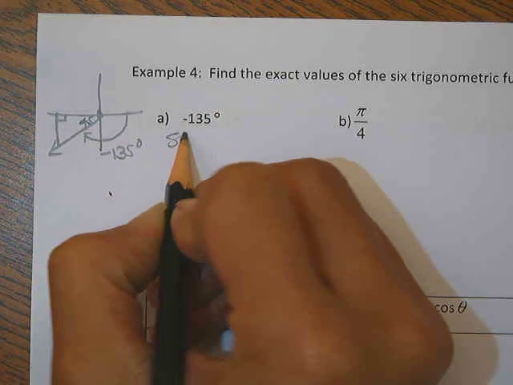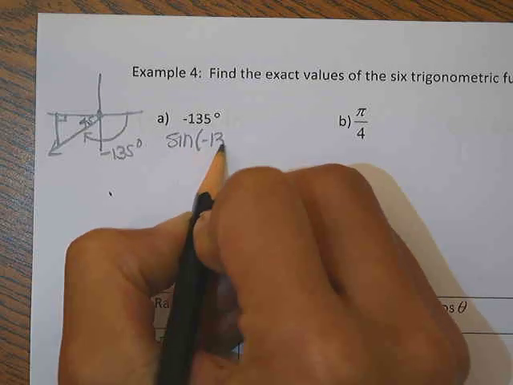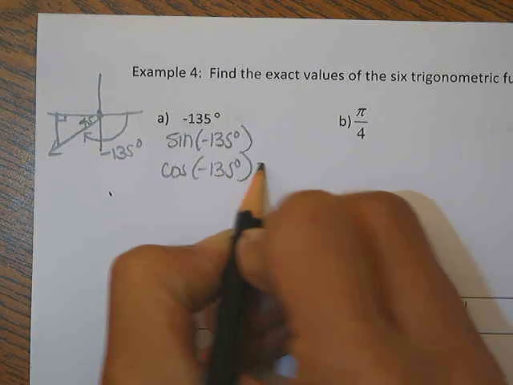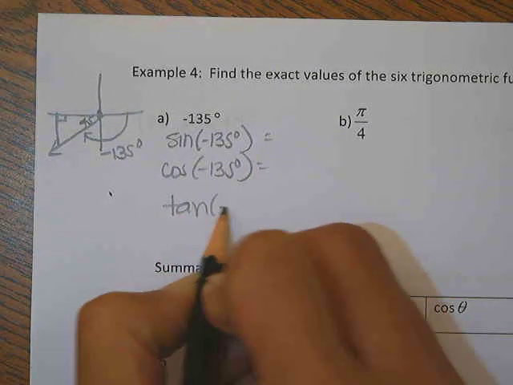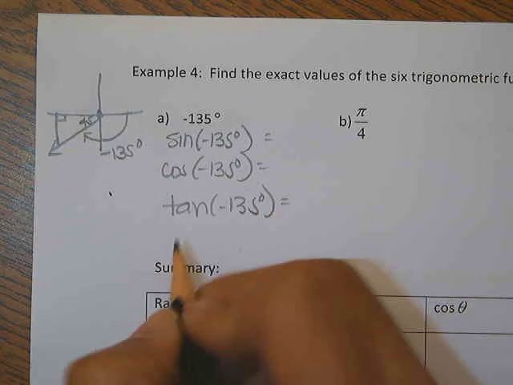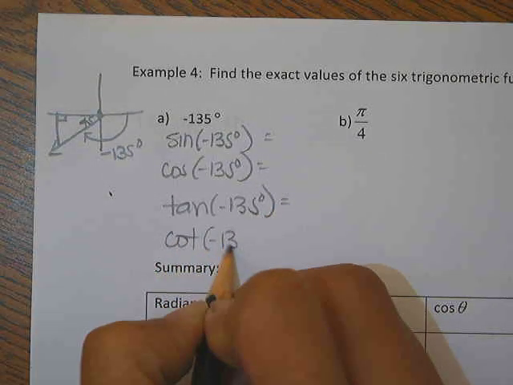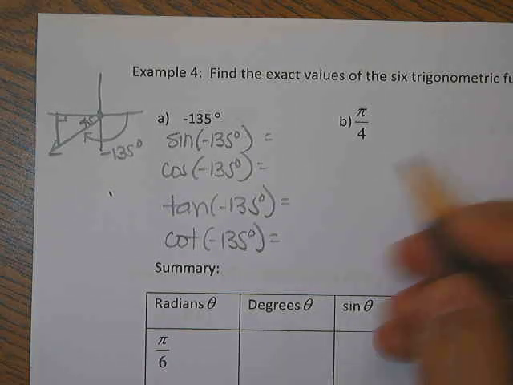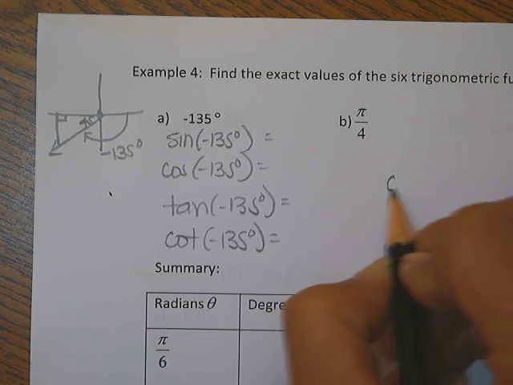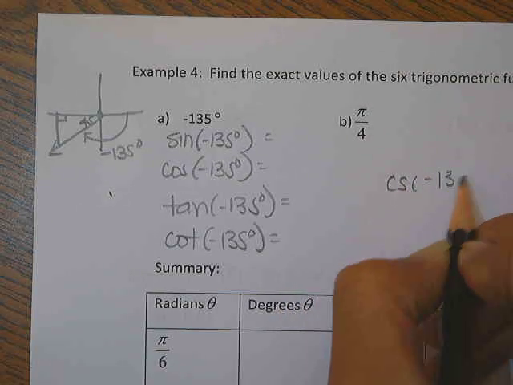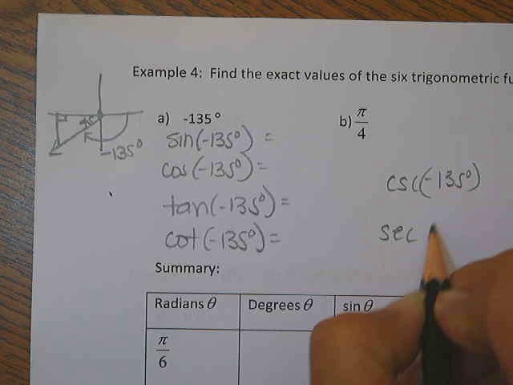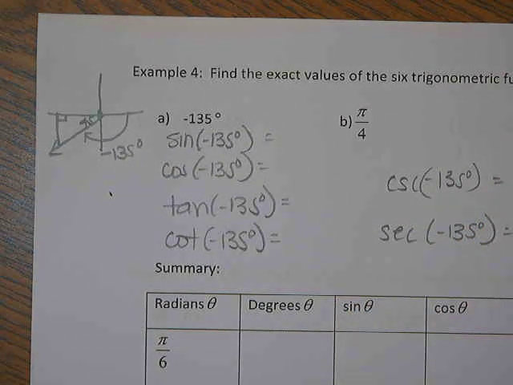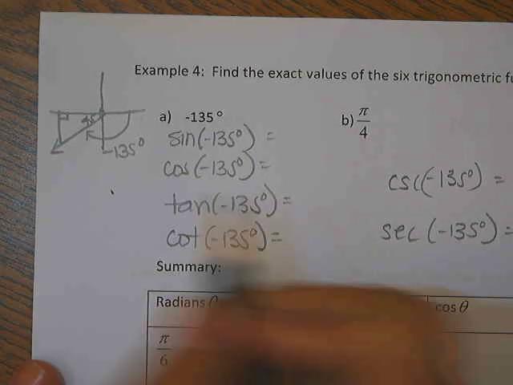So let's write sine of negative 135 degrees, cosine of negative 135 degrees, tangent of negative 135 degrees, cotangent of negative 135 degrees. I'm kind of out of space, so I might do these a little bit on the back. I'm missing cosecant of negative 135 degrees and secant of negative 135 degrees. Just realized I didn't give you enough space at all. Okay, so here we go.